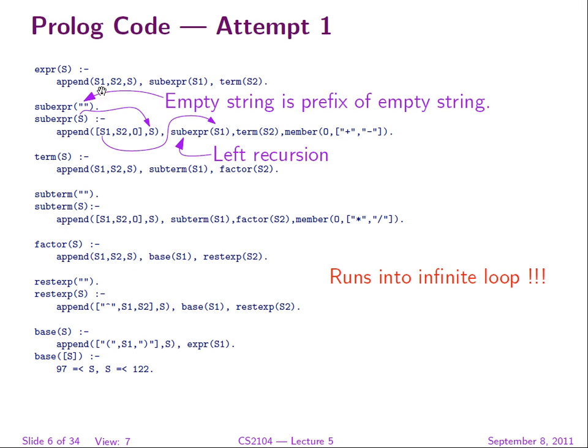All right, so the first guess that is taken here is S1 being the empty list. We go into the sub-expression here, and this succeeds, it's fine. And then we're going to go into term, which goes to subterm, which generates the empty list as well. So at some point, we're going to recurse over, and the empty list will be its own prefix, and we go into an infinite loop. All right, so this is a general problem with left recursion. Left recursive grammars have this problem.